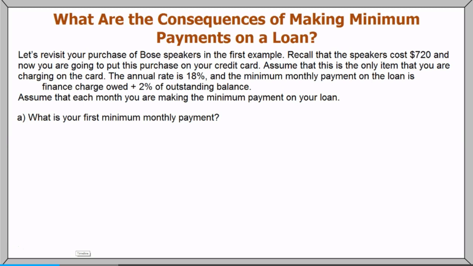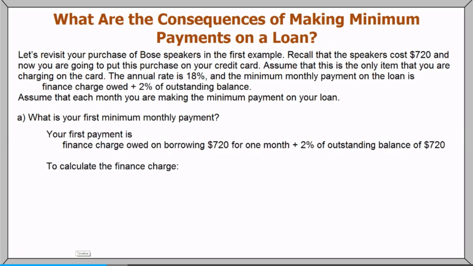The annual rate is 18%, and the minimum monthly payment on the loan is found by taking the finance charge owed plus 2% of the outstanding balance. Assume that each month you are making the minimum payment on your loan. Part A asks, what is your first minimum monthly payment? Your first payment is calculated by finding the finance charge owed on borrowing $720 for 1 month, plus 2% of the outstanding balance of $720.